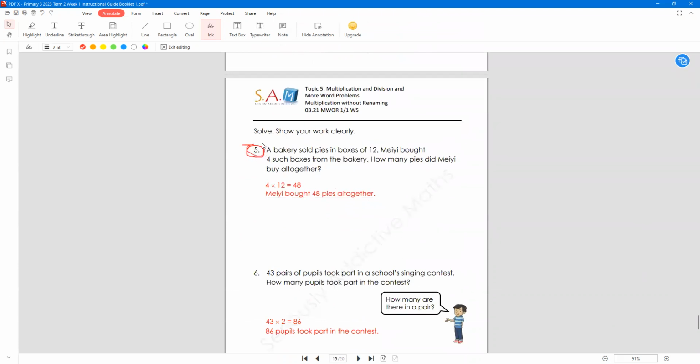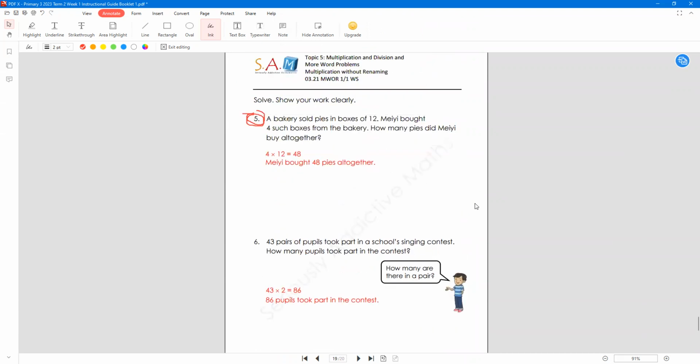word problem on page 19. The bakery sold pies in boxes of 12. May bought 4 such boxes. So write the equation 4 times 12, and of course, get them to make sure that they write down the working. I know some of them don't need to write down the working of the algorithm, but for this practice, make sure that they do that.